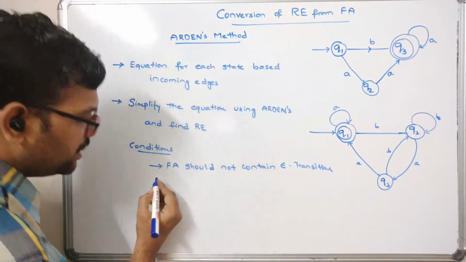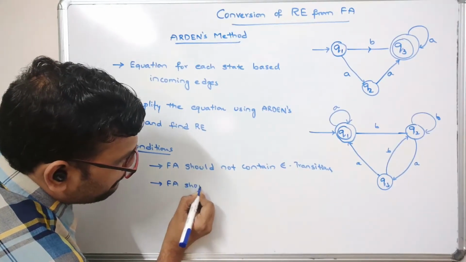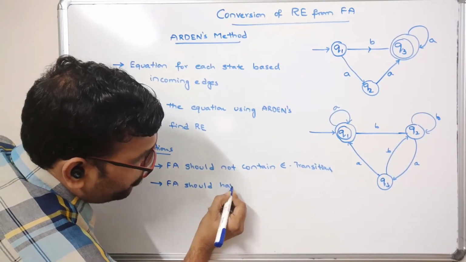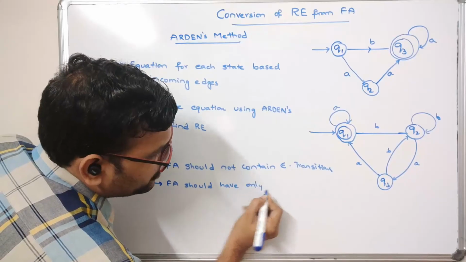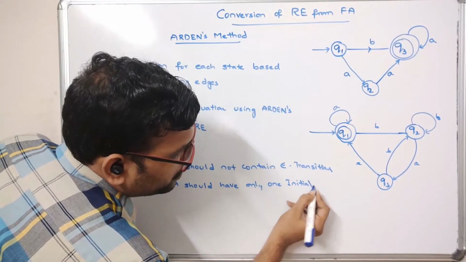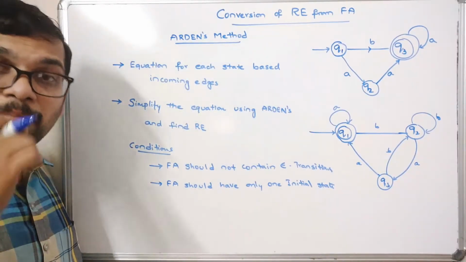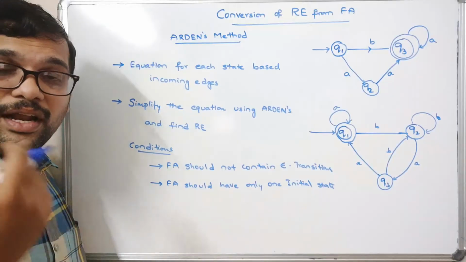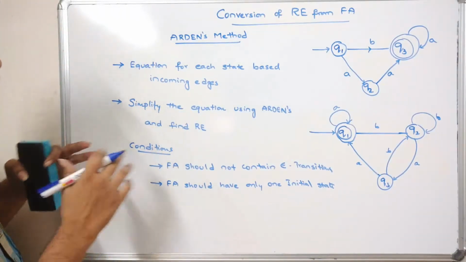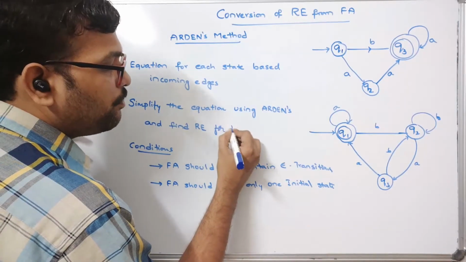Right. The first condition. The second condition, the finite automata should have only one initial state. So this is also important. The finite automata should have only one initial state, and it can have multiple final states. Okay, and here we need to find the regular expression for the final state.